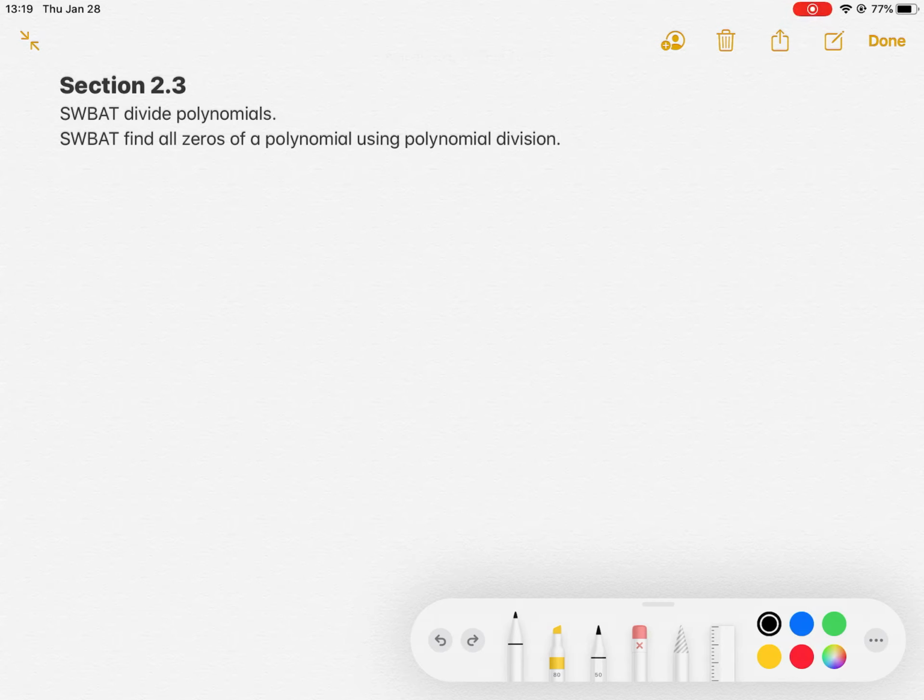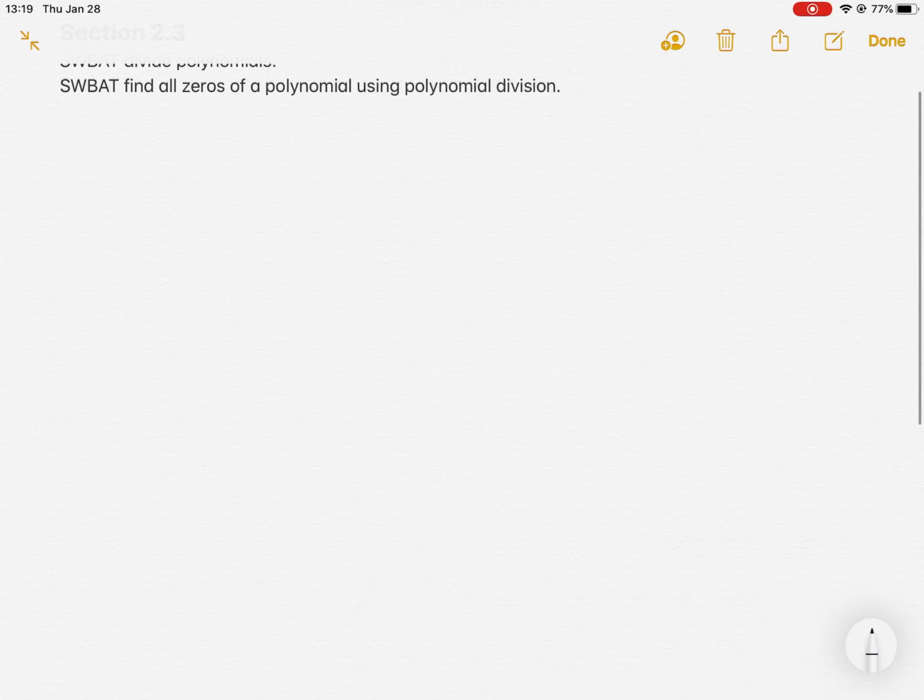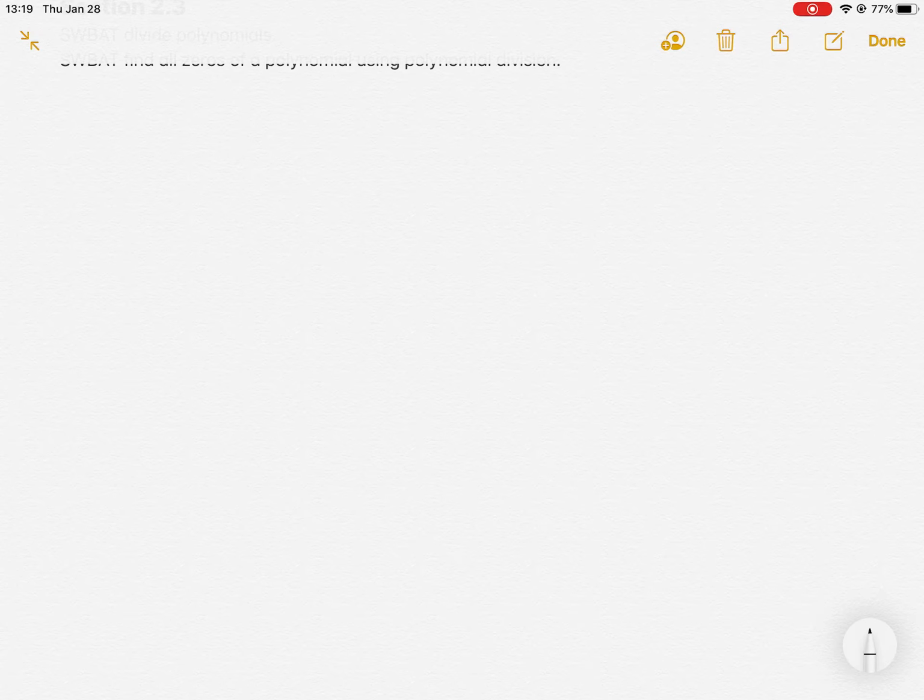Our next topic comes from section 2.3, and we will be talking in section 2.3 about dividing polynomials, which again is most likely going to be review. So the first goal is for us to just sort of review how to divide polynomials. But the second part might be new for some of you, and that's going to be using polynomial division to actually find all the zeros. So to begin with, let's just talk about polynomial division.